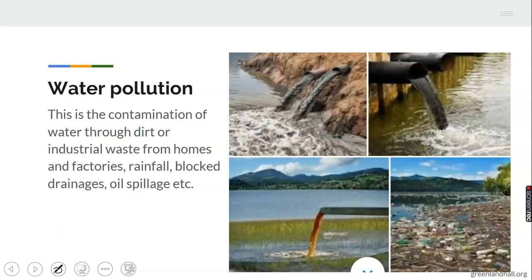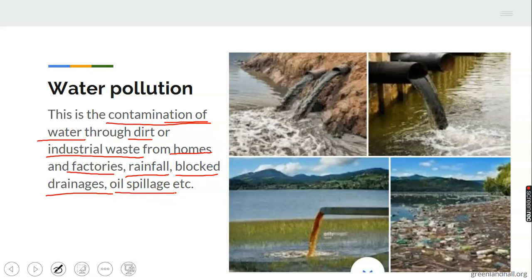Okay. Now we also have water pollution. What is water pollution? This is the contamination of water. Air pollution is contamination of air. Water pollution is contamination of water through dirt or industrial waste from homes, factories, also sometimes from rainfall, from blocked drainages, and from oil spillage. I will explain that to you.